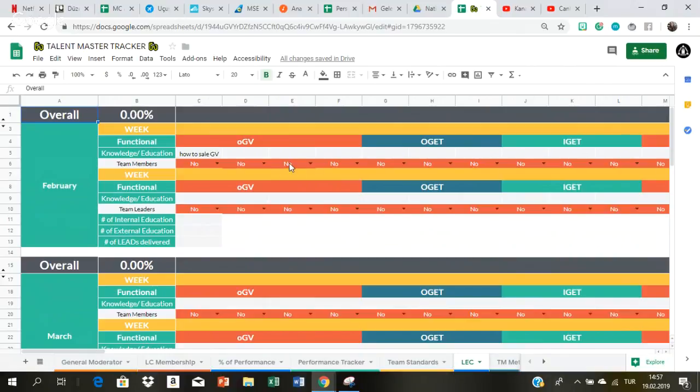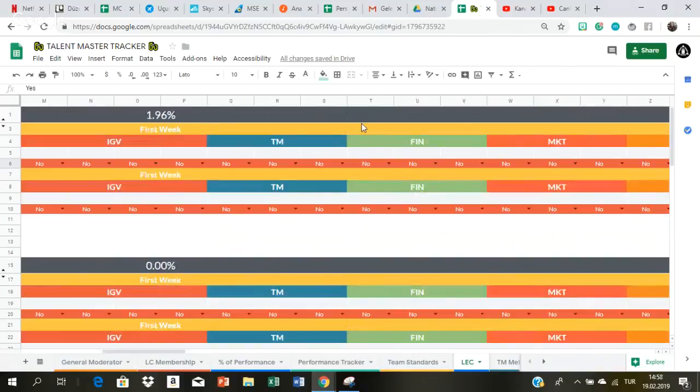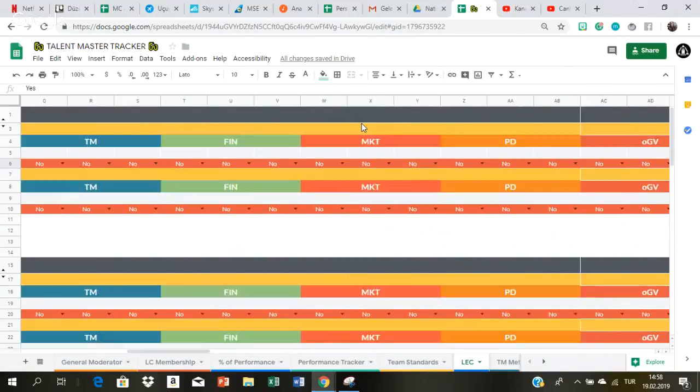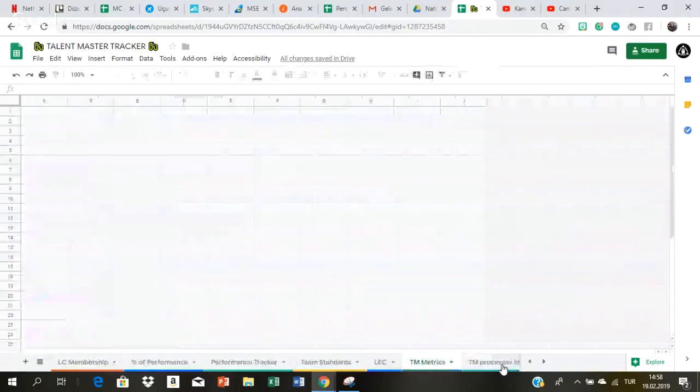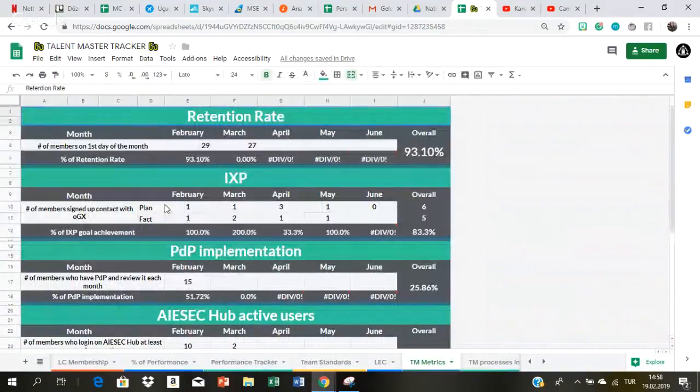And when you put, at the end of the month, yes or no, this system will give you, as you can see, weekly percentages, and it will give you the overall percentage at the end of the month. And you need to write the internal education and the number of external education plus the number of leads delivered during this month. Okay, so we have the TM metrics that we had before.